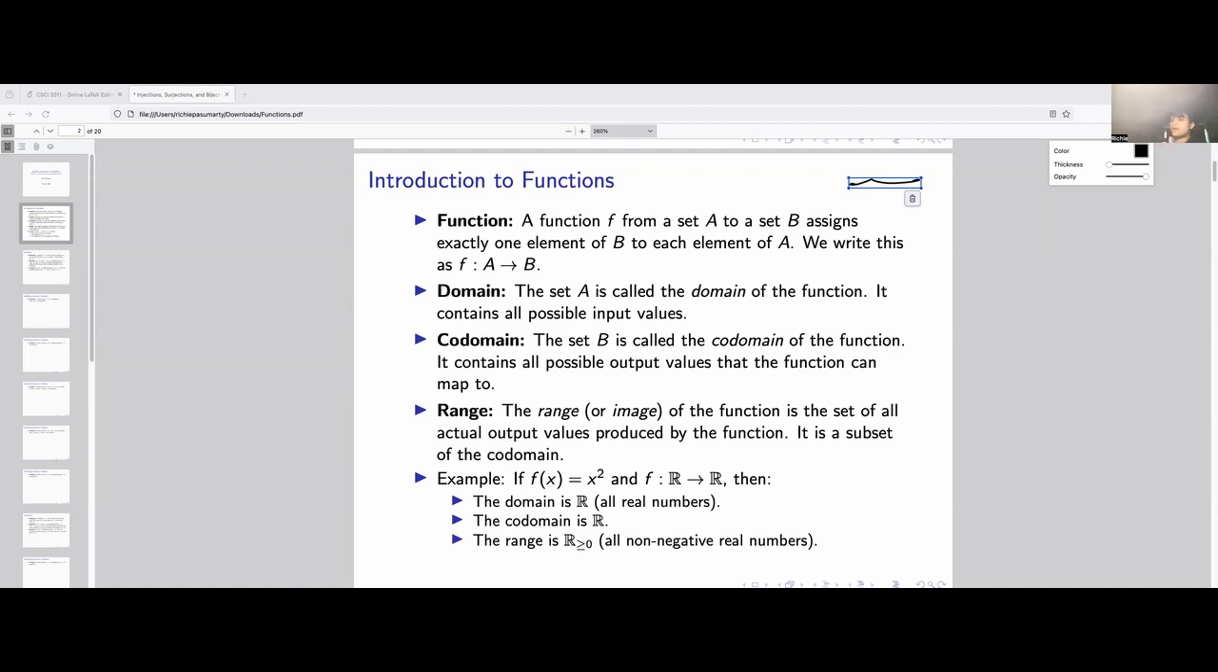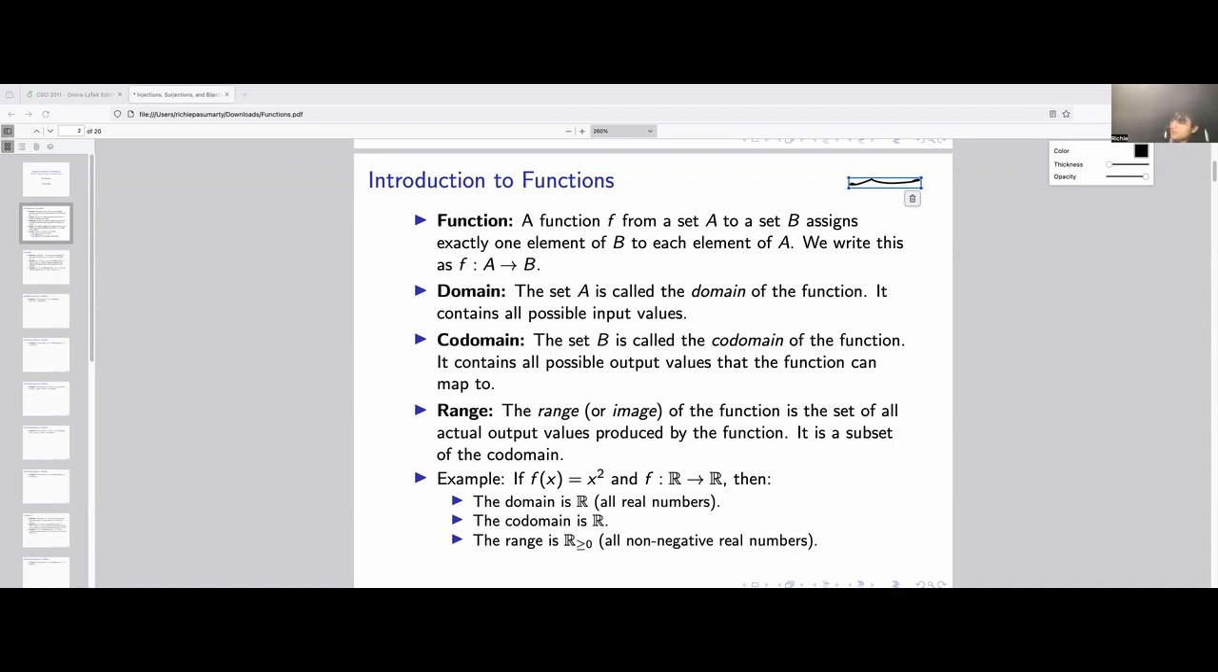We're going to be talking about some different kinds of functions. First, we're going to talk about what functions actually are, formally speaking. Then we're going to talk about injections, surjections, and bijections. Okay, so let's go ahead and get started.